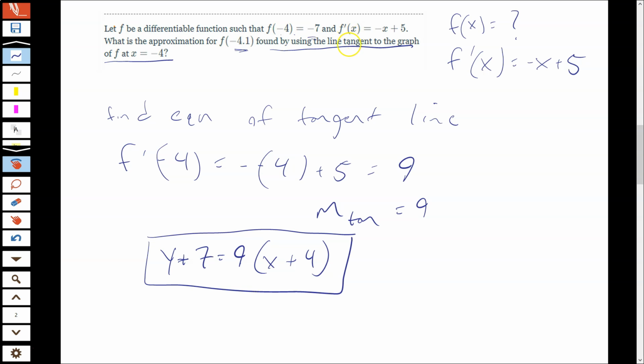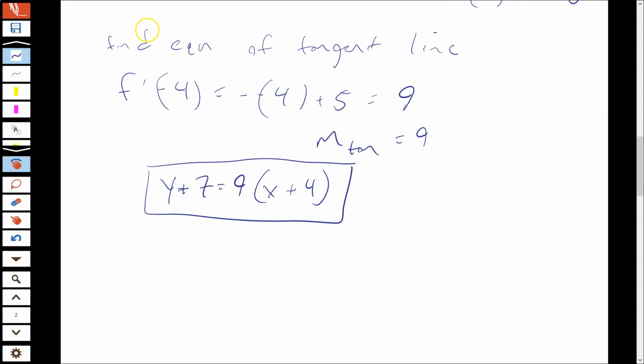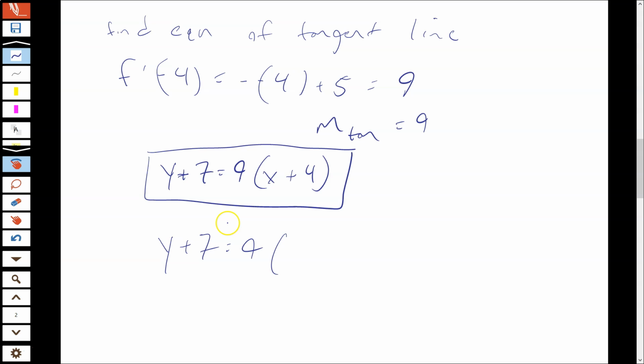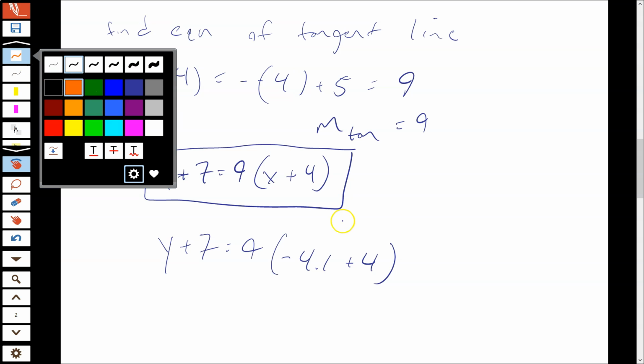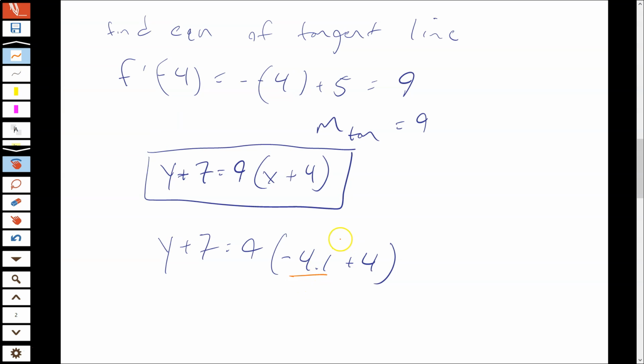My estimate now is going to be what I get when I plug in my x. And this is now my new x, right? So y plus 7 equals 9, and then my new x is negative 4.1 plus 4. Okay. So again, this is where I'm estimating.